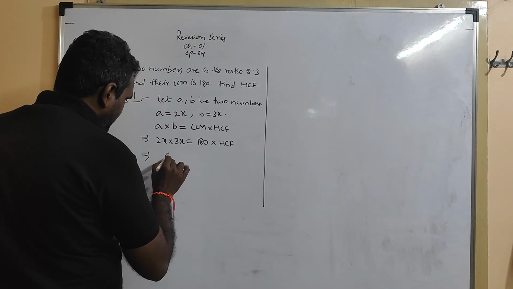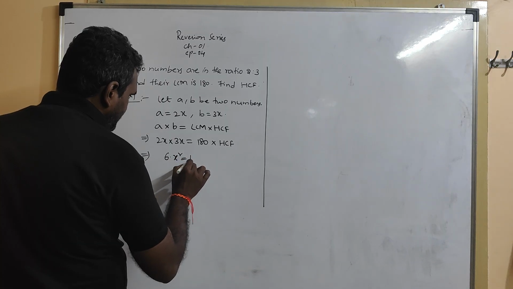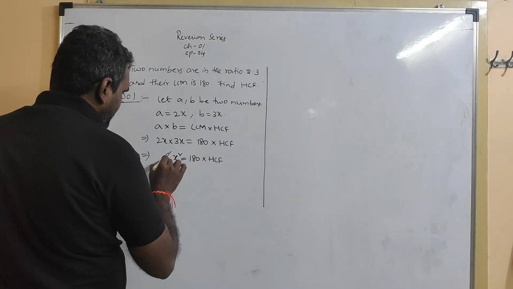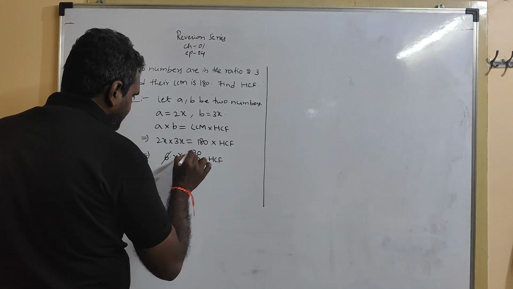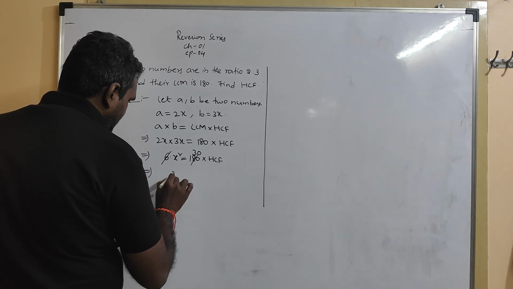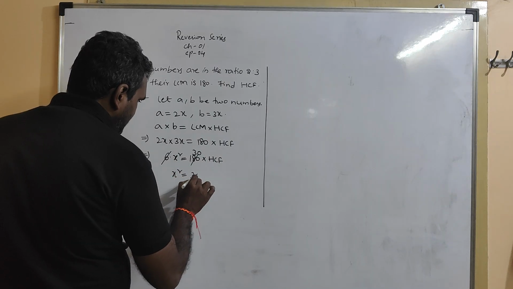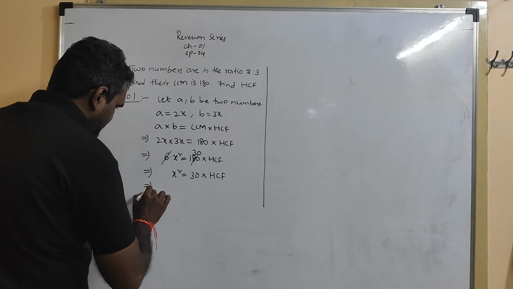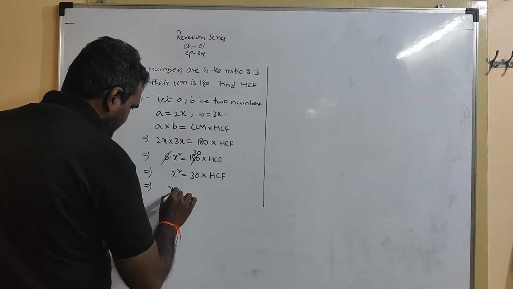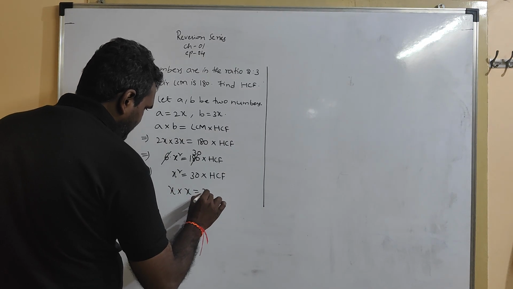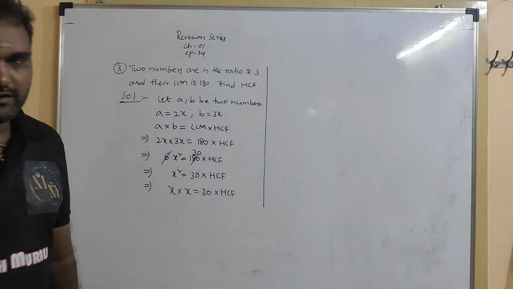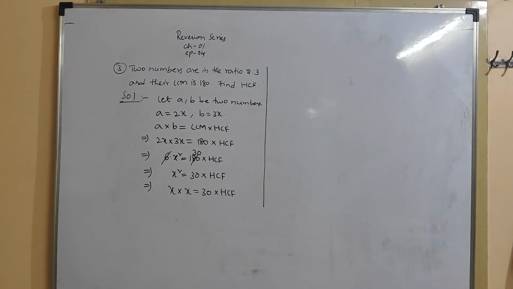2 into 3 is what? 6x square is equal to 180 into HCF. 6 table it will cancel 30 times. This implies x square is equal to 30 into HCF. This implies x square I can write as x into x, right, is equal to 30 into HCF.